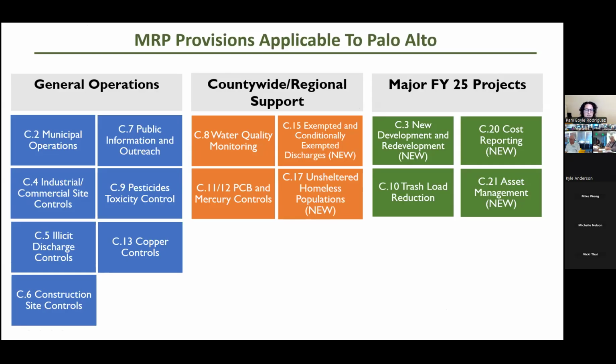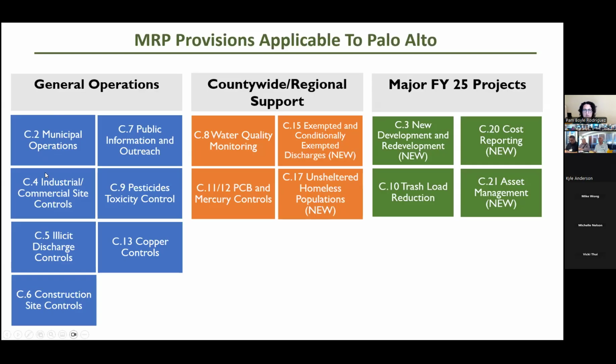So C2 is municipal operations. It has to do with how different maintenance activities and minor improvement activities or capital projects are done in the city, and really making sure that we're controlling pollutants on site and within the right of way so that they don't enter the storm drain system. It addresses street sweeping, pressure washing, storm drain system cleaning, those kind of things.